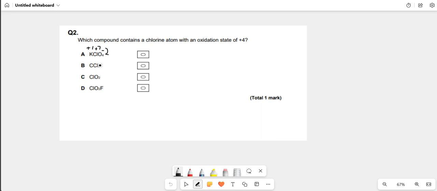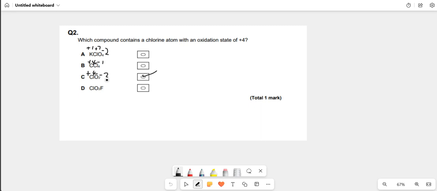CCl4: chlorine takes priority here, so it has to be -1. -1 times 4 is -4, and then carbon has to be +4, therefore chlorine doesn't have +4 oxidation state there. ClO2: oxygen is always -2, so that's -4. And now chlorine here has to be +4 to balance that, so this is the correct one.